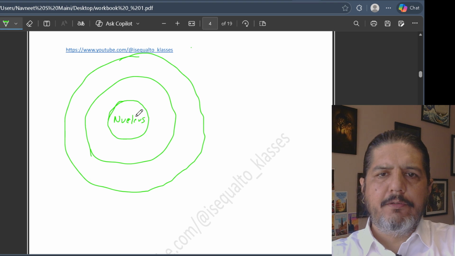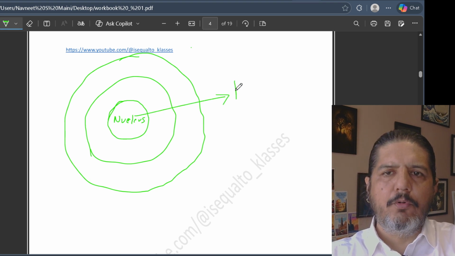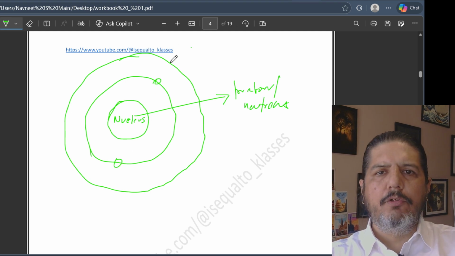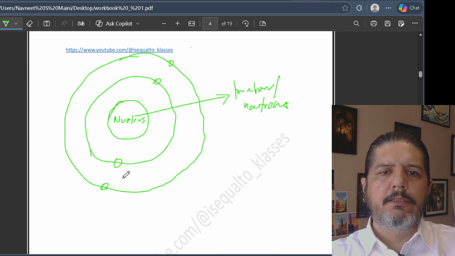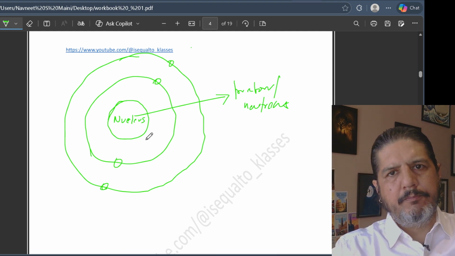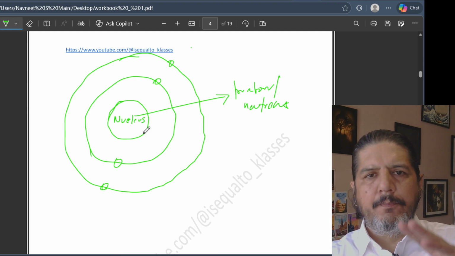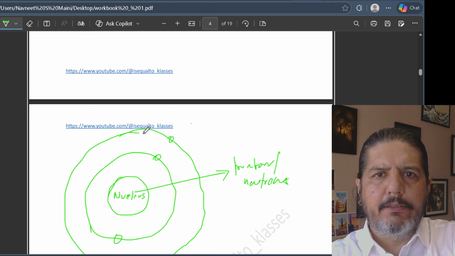So basically, what he said was that the nucleus will have protons and neutrons, and the electrons would revolve around the nucleus in concentric circles. This is what Mr. Bohr had specified.